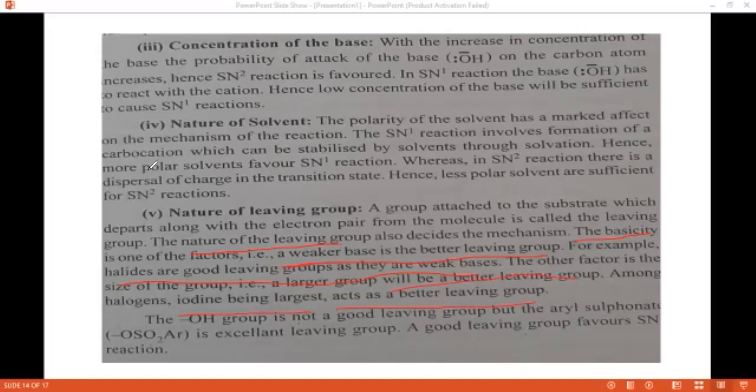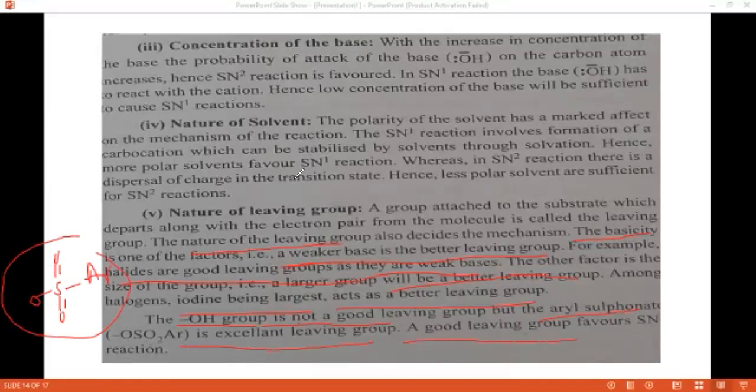The OH group, the hydroxide ion, is not a good leaving group, but the aryl sulfonate has a larger size. The aryl sulfonate means OSO2Ar, with S double bonded to two O, and Ar. This bulky, larger size group is an excellent leaving group, but the OH group is not a good leaving group.